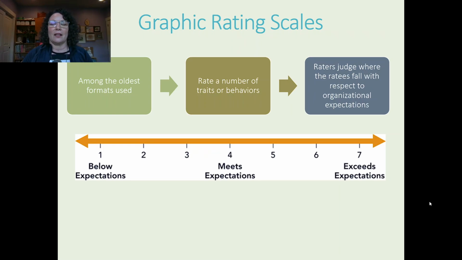All right. So there are different ways to actually physically do the ratings. Graphic rating scales are among the oldest formats used in any kind of performance evaluation. In this style, you rate a number of traits or behaviors, and the raters judge where the ratees fall with respect to the organization's expectations. So we have 4 on this rating scale that you see here being set as, okay, this is what we expect. You're below it or you're above it, right? And you can be some degree below it, some degree above it, whatever that is.